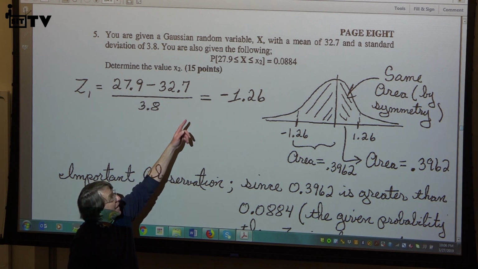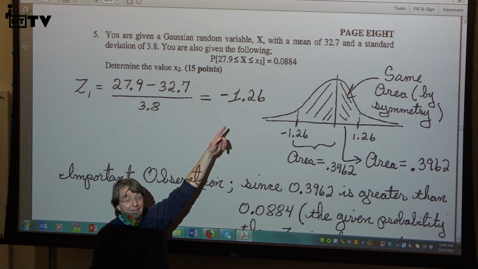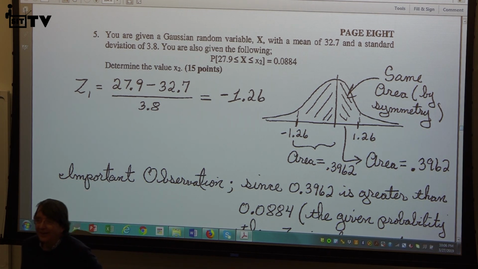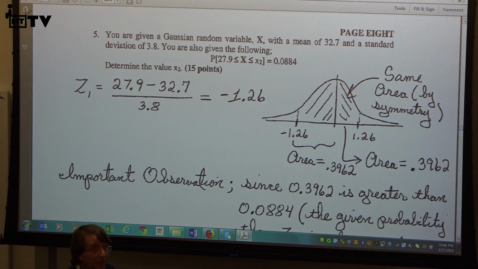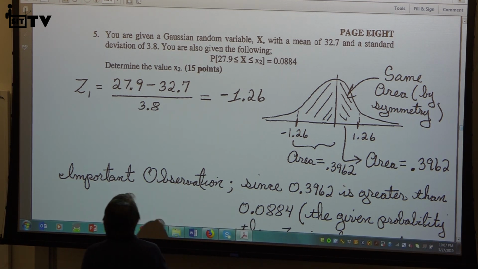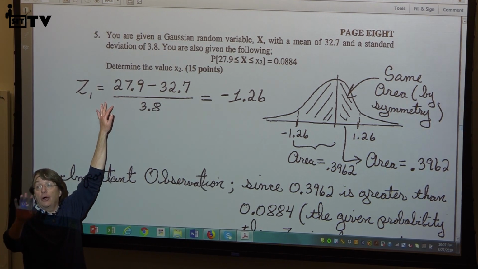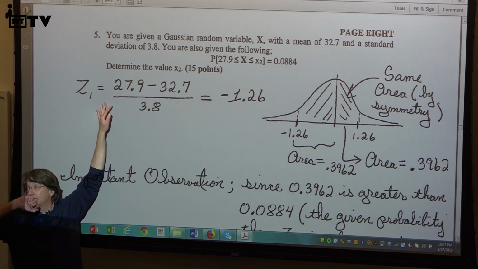Before, I gave you x1 and x2, and I asked for the probability. What do I do now? I give you the probability, and I ask you for one of the bounds. Okay. So, determine the value of x2. Before I start, is the question clear, what I'm asking?